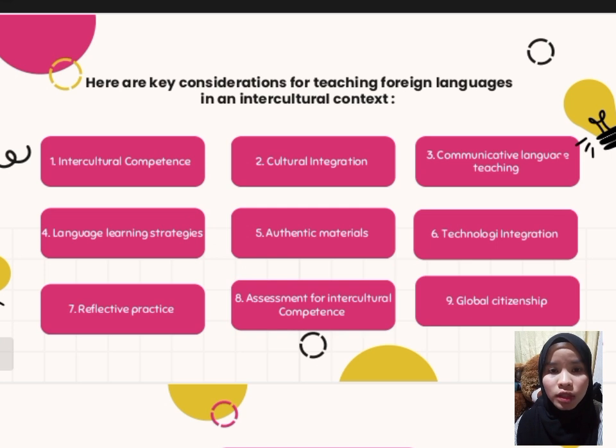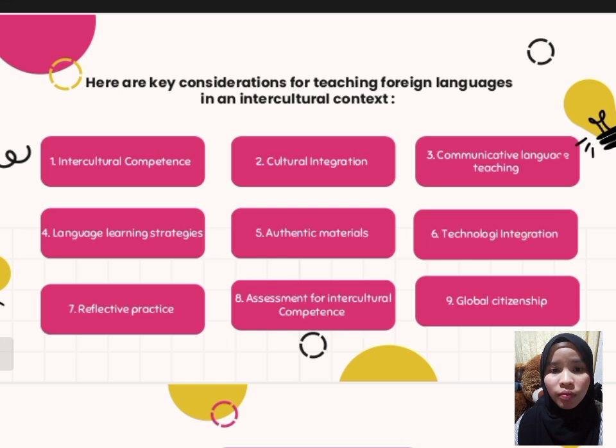Six, technology integration. Incorporating technology into language instruction offers opportunities for intercultural exchange and collaboration. Virtual exchange programs, online language communities, and digital resources connect learners with speakers of the target language from around the world, facilitating authentic intercultural communication experiences.